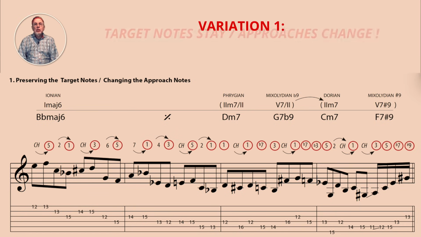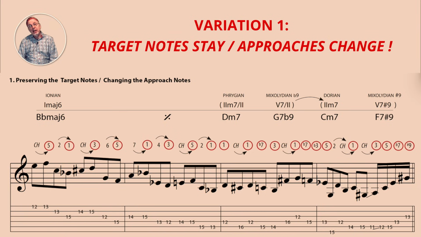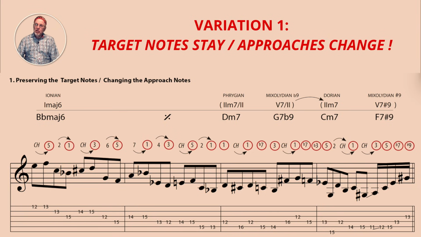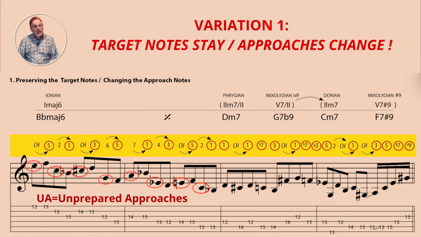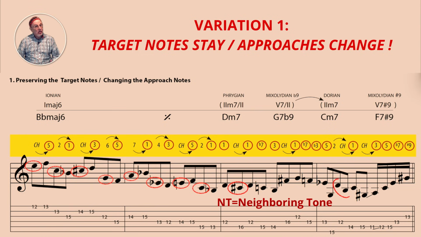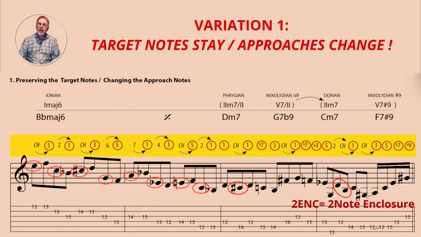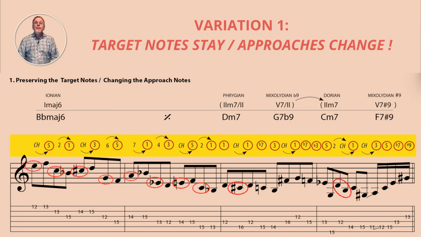In this first variation, we keep the same framework targets but change the approach notes. This is the most direct vocabulary builder. Same destinations, new routes. For the most part, we still have unprepared approaches in the same place as in the original. Only that if in the original they resolved from above, here they resolve from below, and vice versa. The same holds true for the neighboring tone and the 2-note enclosure. They are now resolving from the opposite direction than that of the original. Listen.